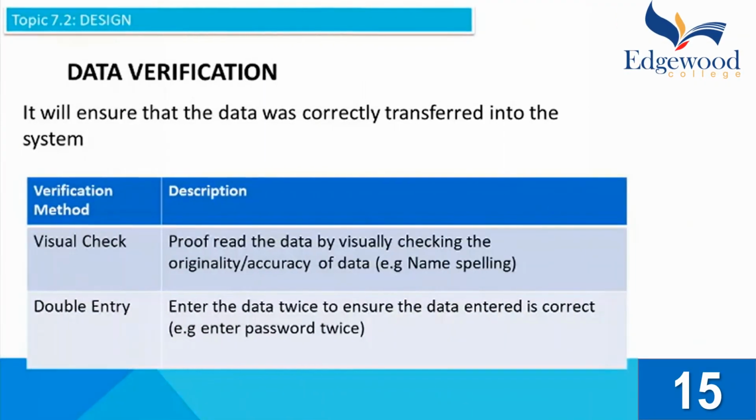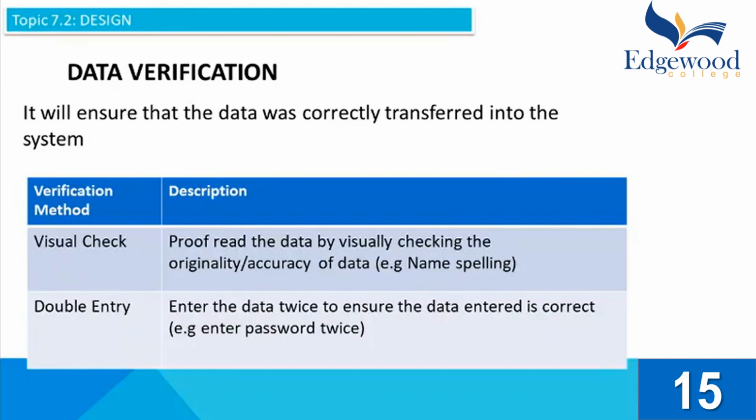Very, very important. All right, we have data verification. Data verification ensures that the data was correctly transferred into the system. And what are those verification methods? We have visual check. Visual check means you proofread the data by visually checking the originality or the accuracy of data. You check what you've entered to see if there are any spelling errors, or whether the data was not entered correctly. It could fit into the validation routine, but data verification is important because, for example, a name may not be spelled correctly. And that's why there's a visual check.